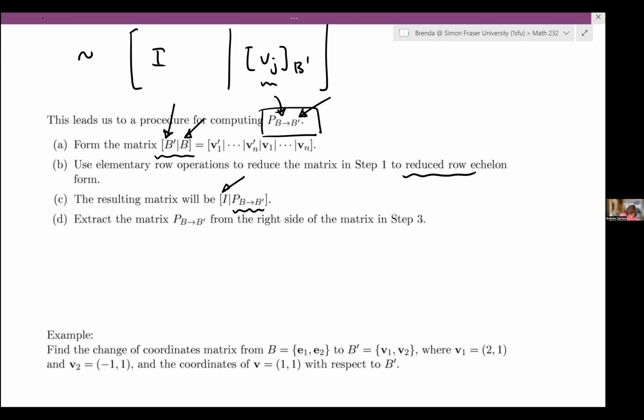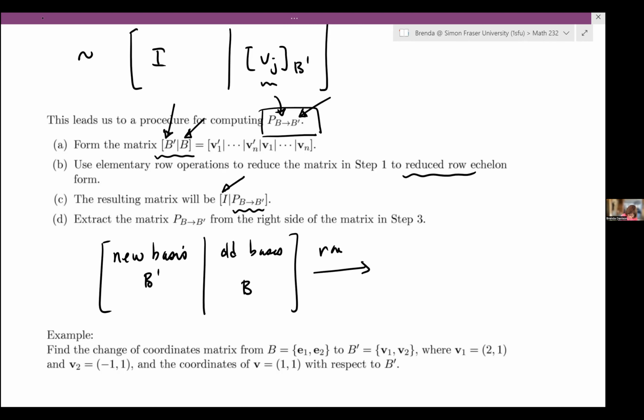That is the procedure. So I'm just going to put a little mnemonic here to help remember that. Basically, you're putting in the new basis vectors here. You augment with the old basis vectors here, like that. And then you do the row operations, the full Gauss-Jordan elimination, until you get here to the identity matrix. And then over here is the matrix you want.